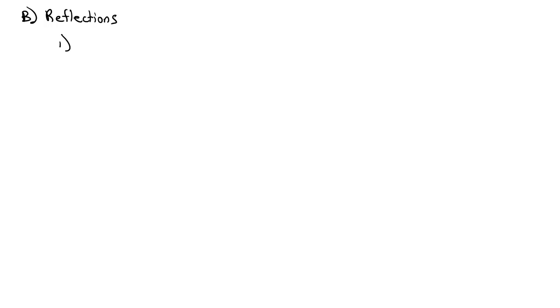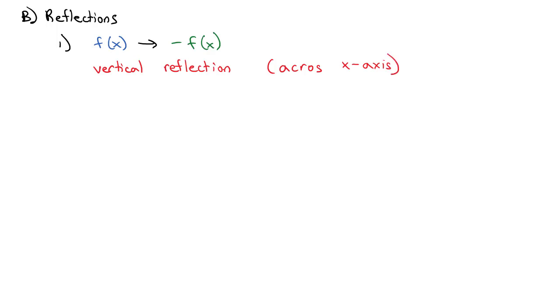So for example, if I've got f of x, and instead I put a big negative sign in front of the whole function, what this is going to do is give us a vertical reflection. Some people will say it means it goes across the x-axis.